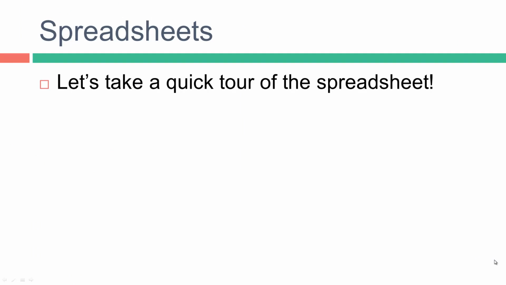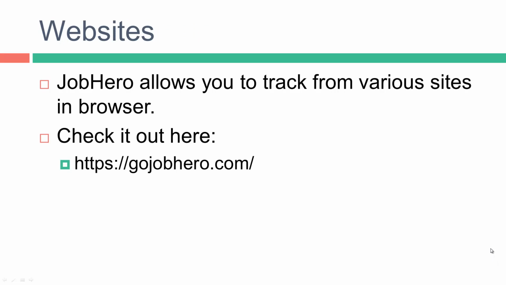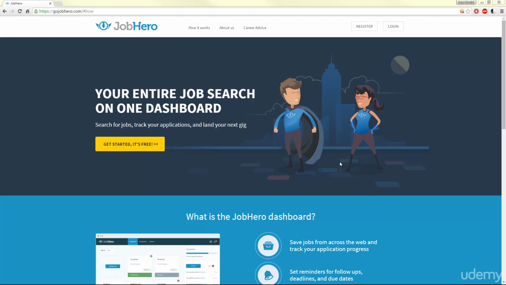Alright, so we took a tour of the spreadsheet. One other resource I want you to be aware of are some websites. So there's a couple websites that help you track your job progress, your job search progress that is. One of them is known as Job Hero. You can check it out at gojobhero.com. Let's go ahead and take a look at it in our browser.